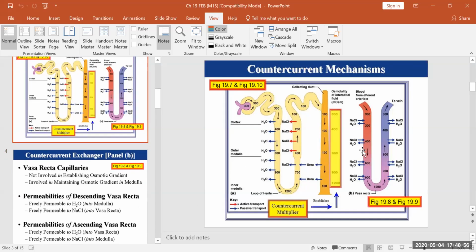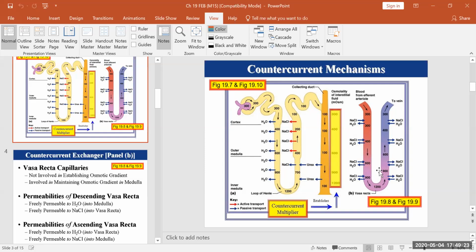Now this is the vasa recta. Why do we call it countercurrent? If you look at the loop of Henle, the renal filtrate goes in opposite directions. In the descending limb, the renal filtrate is going away from the renal cortex. In the ascending limb, the renal filtrate goes in the opposite direction, toward the renal cortex. So counter means opposite direction.